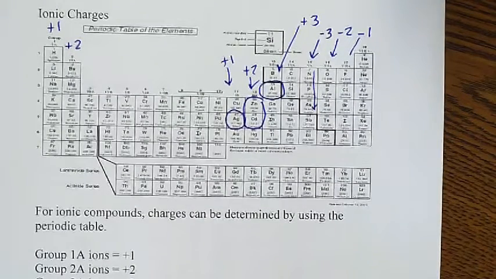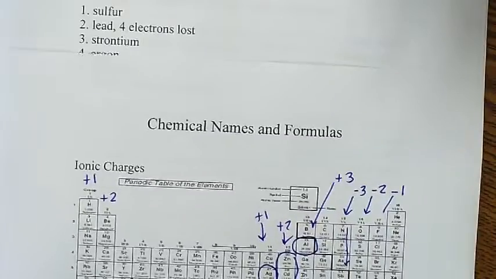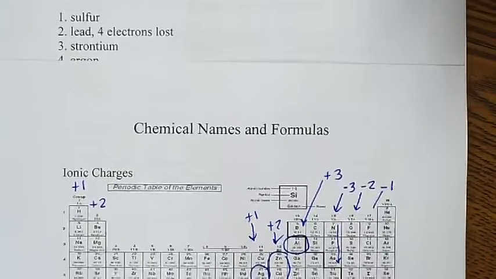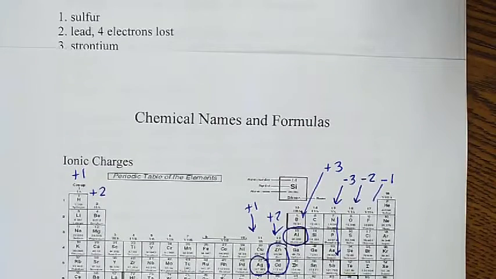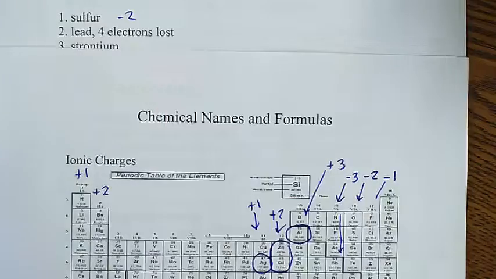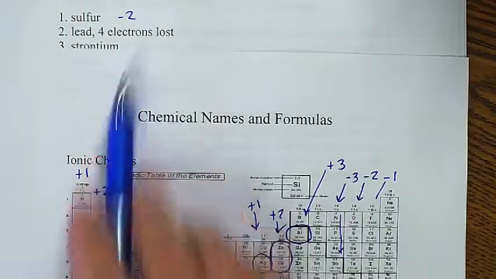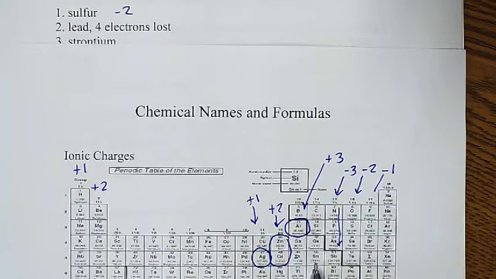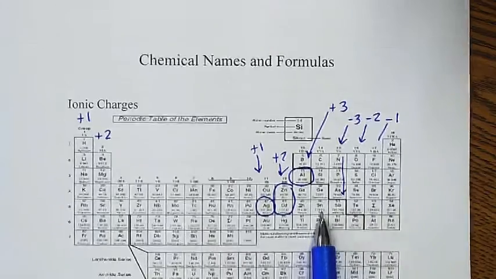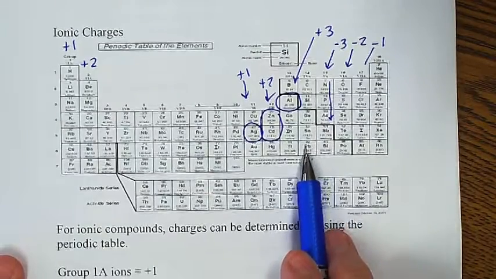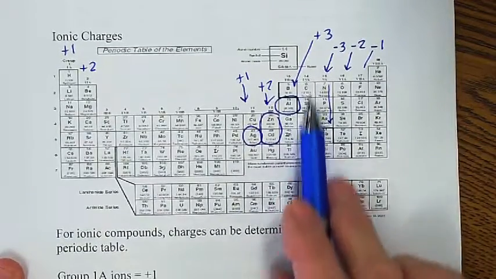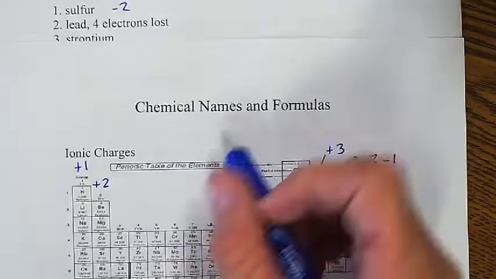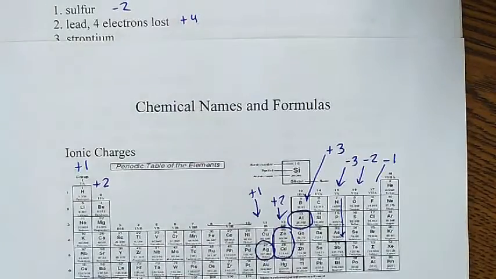So it says here, what's the charge of each ion typically formed by each element? All you've got to do is find where it is on the periodic table to answer that question. So find sulfur right there. So sulfur is minus 2. Notice it said lead with 4 electrons lost. Lead is right there. It's a post-transition metal. So we can't say that it's always 4. It can be 4, but it's not always 4. But if they're telling us it lost 4 electrons, it would be plus 4.